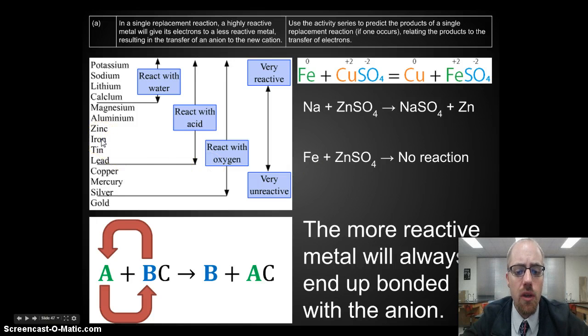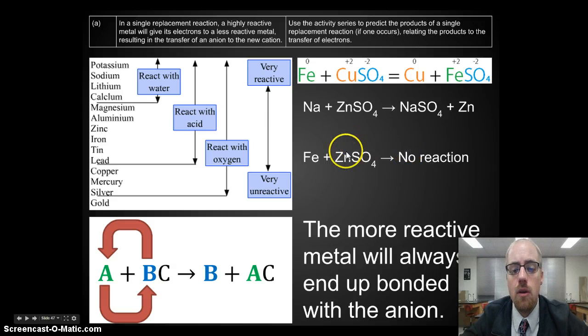Okay, so if we look at the relationship between iron and zinc on the activity series, we see that iron is lower than zinc, which means that zinc is more reactive. And the general rule is that the more reactive metal, the metal that's higher on the list, will always end up bonded with the anion. Since zinc is higher on the list than iron, iron won't be capable of giving electrons to zinc, which means that this compound is going to stay exactly as it is, and you're not going to have any reaction.